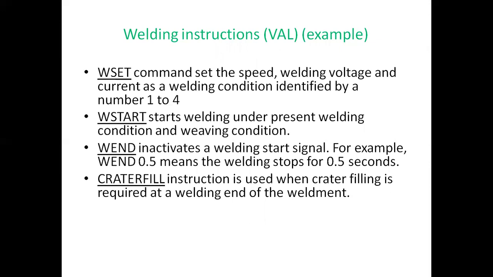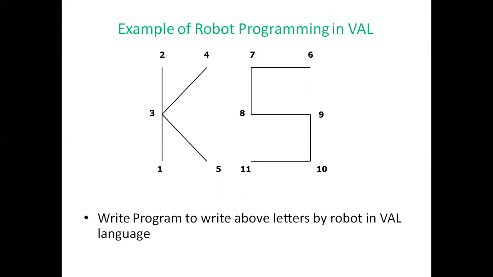So the wset command, if we see, it will set the speed, welding voltage, and the current. Okay, which will be identified by the number 1 to 4. Similarly, the start command will be welding under present welding conditions and weaving conditions. The end command will inactivate the welding start signals. The create and fill instructions, greater filling is required at the welding end of the welding.